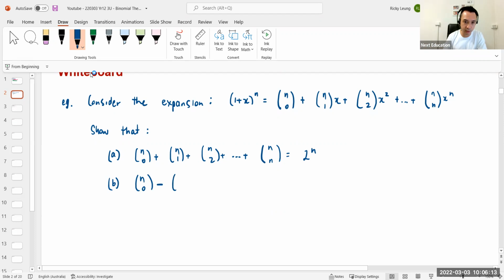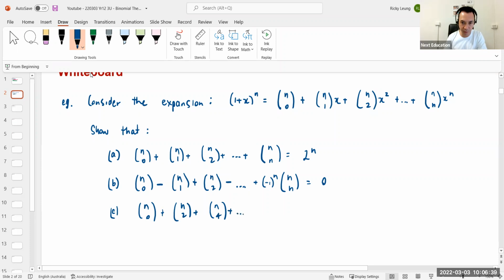nC0 − nC1 + nC2 − ... + (−1)^n nCn = 0. And then for C, it goes nC0, and then it jumps to nC2, nC4. And this one has no last term, right? That's important, equals 2^(n−1). Now, these three go really well together, right? As a sort of storyline, where A and B lead you to C. It's a very neat little storyline.